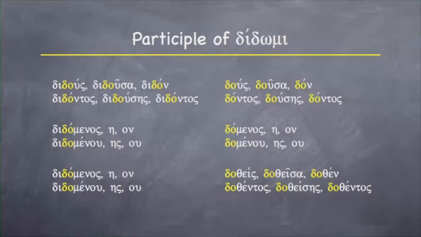Okay. And in the participle, as you look through these forms, these are the six forms in each area you need to memorize. And again, the difference between the present and the aorist is a reduplication. Nothing else, right, in the active. Didous, didousa, didon, didontos, didouses, didontos. You go over to the aorist, same thing, but without the reduplication. Okay, so these things are blissfully regular.